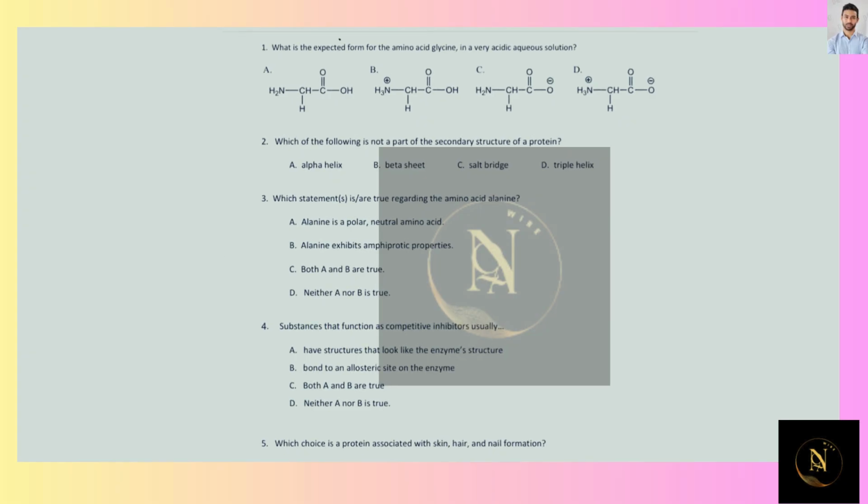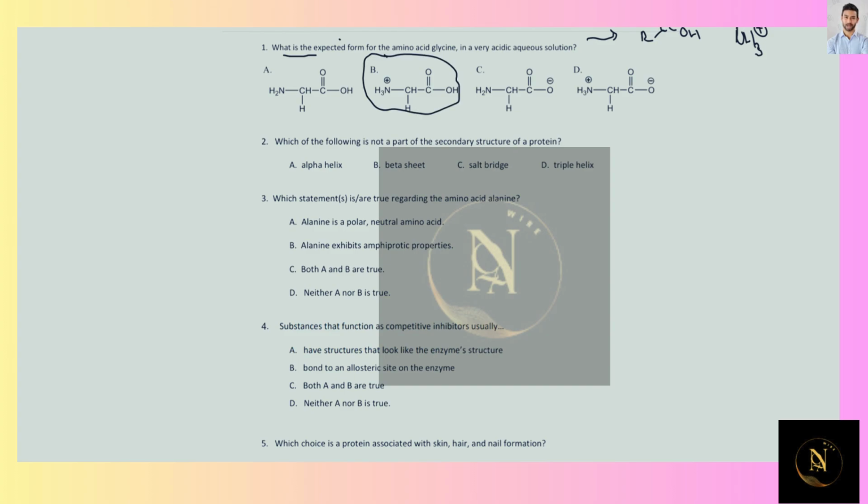So over here, we're going to answer the following question. First of all, what is going to be the expected form for the amino acid glycine in the very acidic aqueous solution? So this is going to mean that we're going to have our carboxylic acid portion fully protonated, and that the amine group needs to be protonated as well. So the only structure that is going to satisfy this condition would be structure B over here.